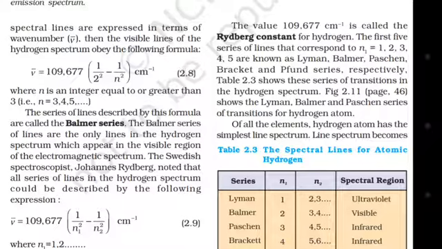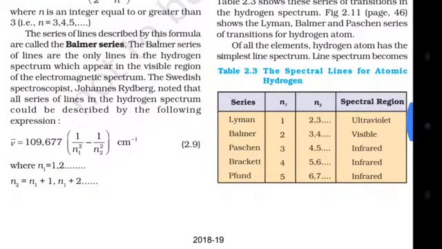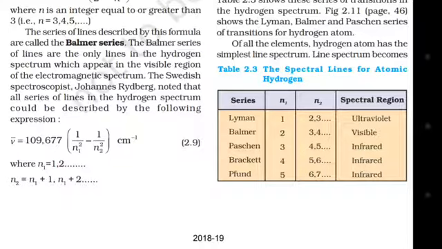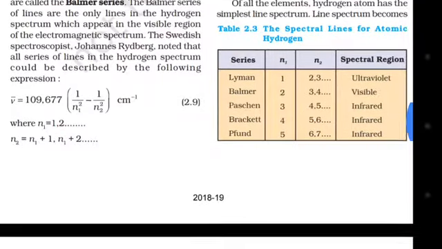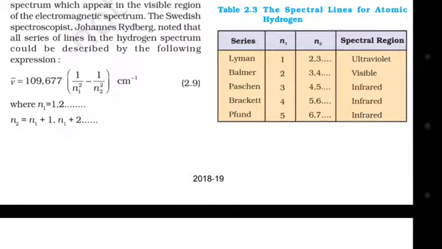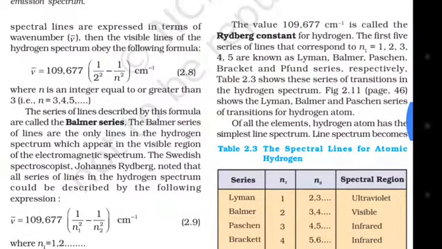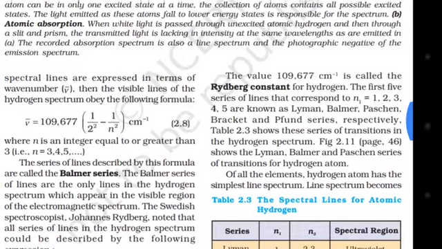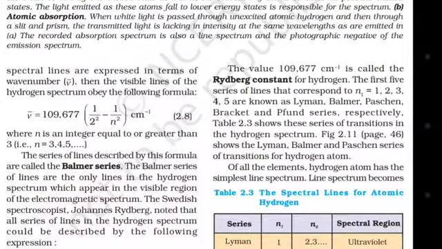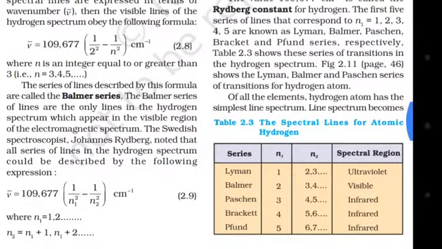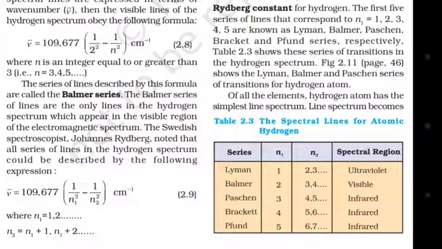The Swedish spectroscopist Johannes Rydberg noted that all series of lines in the hydrogen spectrum could be described by the following expression. Nu bar is equal to 109677 into (1 by n1 square minus 1 by n2 square) per centimeter, where n1 is equal to 1, 2, and n2 is equal to n1 plus 1, n1 plus 2, and so on. The value 109677 per centimeter is called the Rydberg constant for hydrogen. The first 5 series of lines that correspond to n1 is equal to 1, 2, 3, 4, 5 are known as Lyman, Balmer, Paschen, Brackett and Pfund series respectively. Table 2.3 shows these series of transitions in the hydrogen spectrum. Figure 2.11, page 46 shows the Lyman, Balmer and Paschen series of the transitions for hydrogen atom.